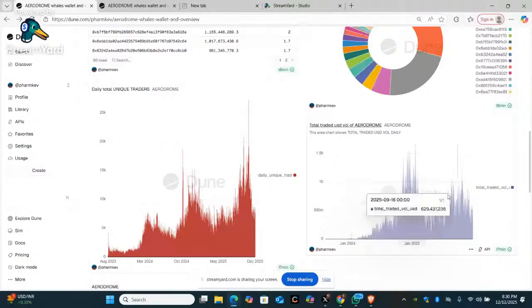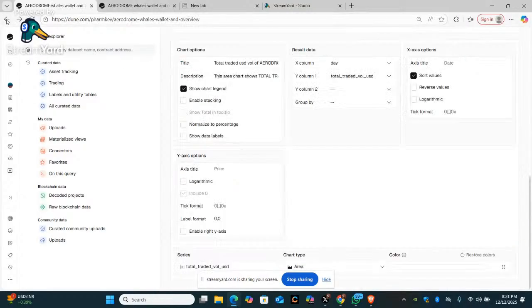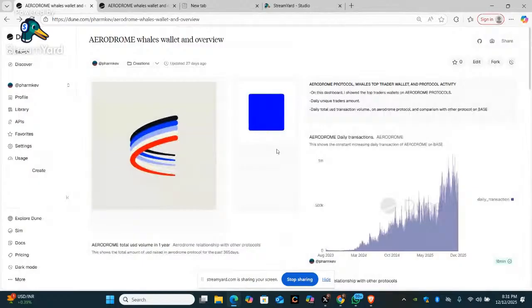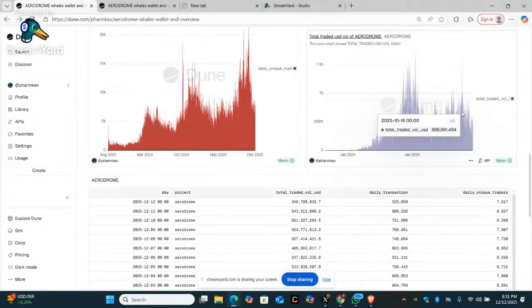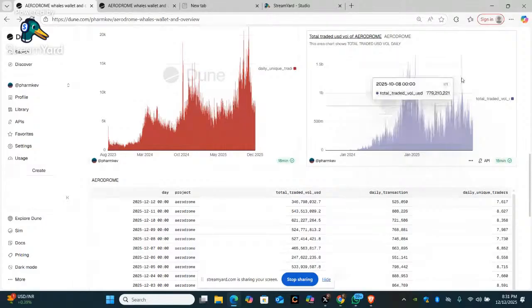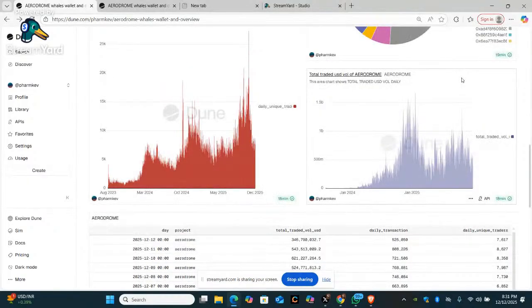Let me go to the query. So this is giving us the total trade volume ever since Aerodrome began. Since 2024, it's giving us the total daily trade volume. So we can now see from here how the total trade volume has been increasing or fluctuating, and this can give us an idea of how the activities on the protocol have been so far.